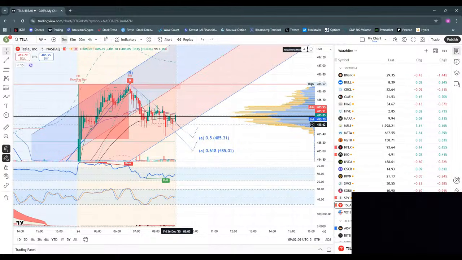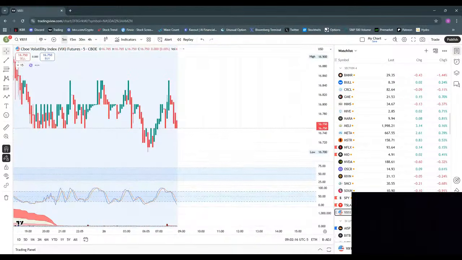So you do not trade Tesla upside. Instead, let it go up and then you trade the reversal on the downside.